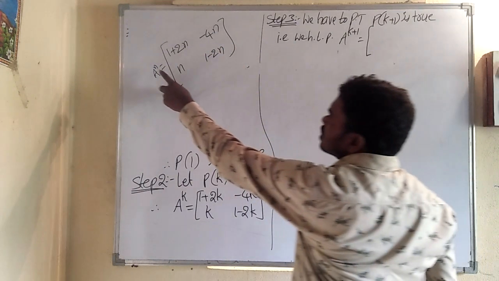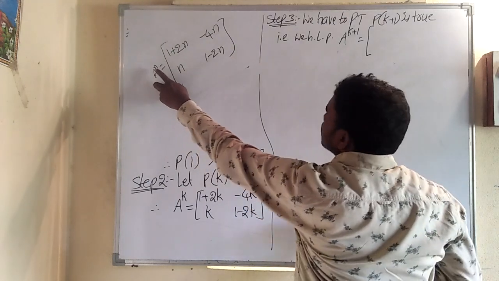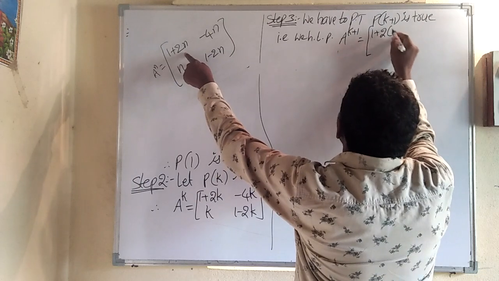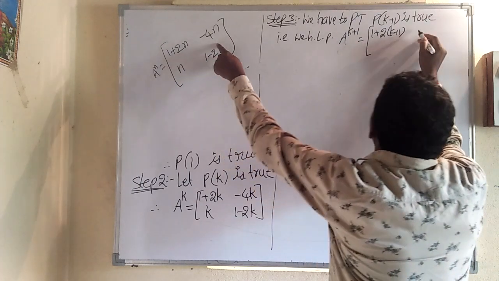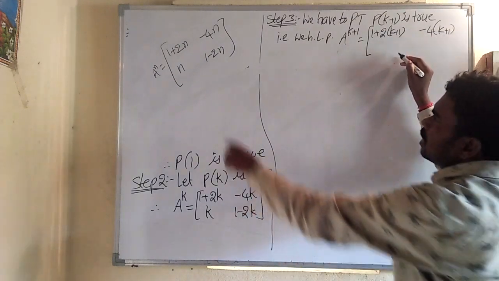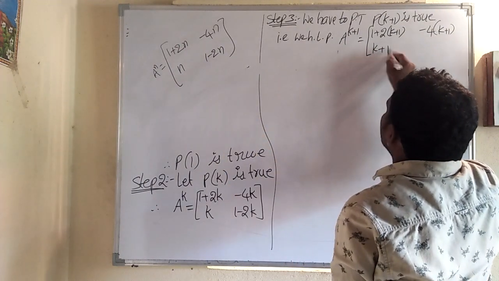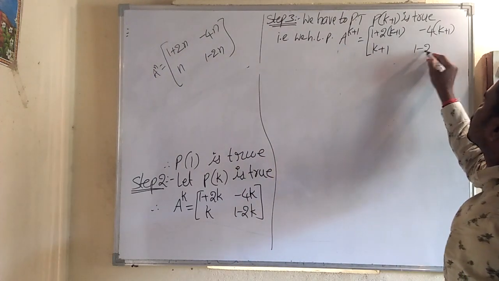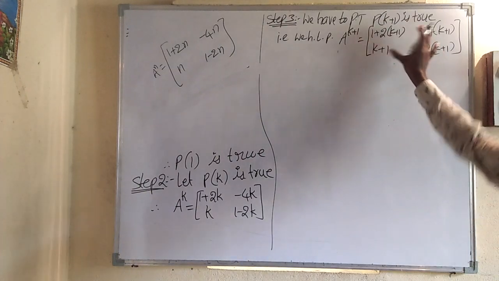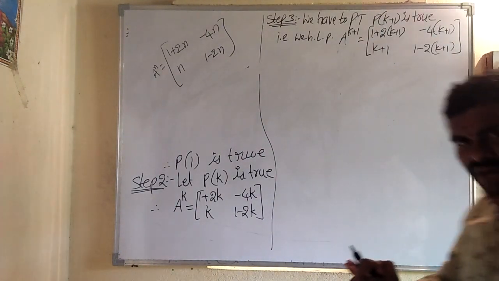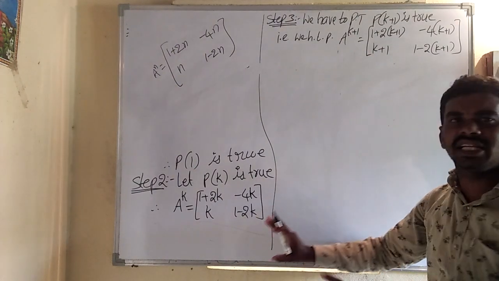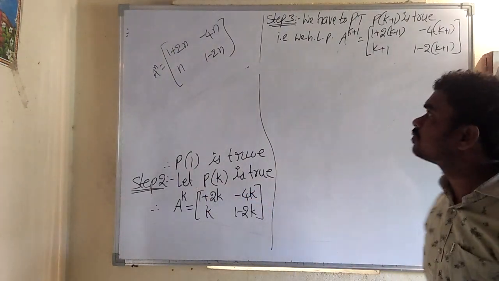So we should prove, instead of n, if k plus 1, write down, instead of n just write k plus 1. So 1 plus 2 into n means k plus 1, minus 4n, n means k plus 1, next n means k plus 1, 1 minus 2 into n means k plus 1. This we have to prove. In step 1 we should prove, and in step 3 we should prove. Just step 2 we should write by assuming.